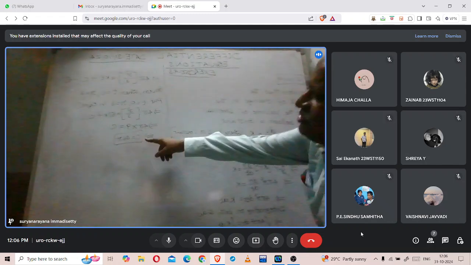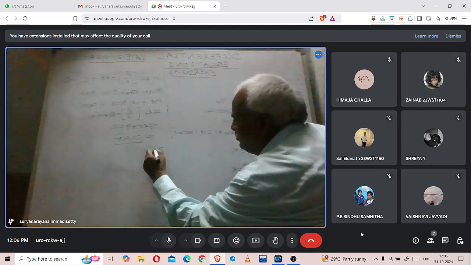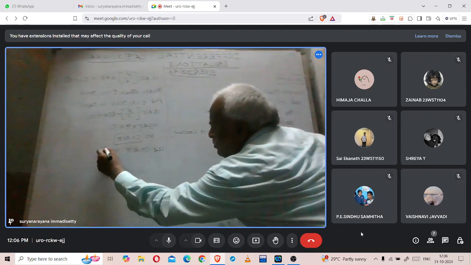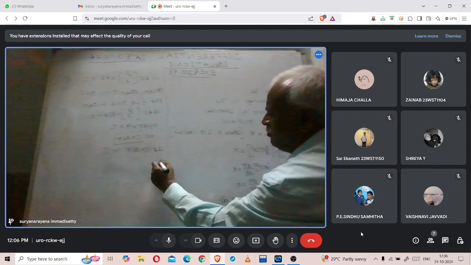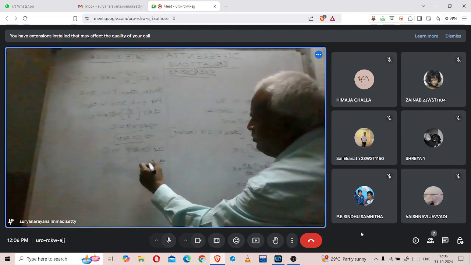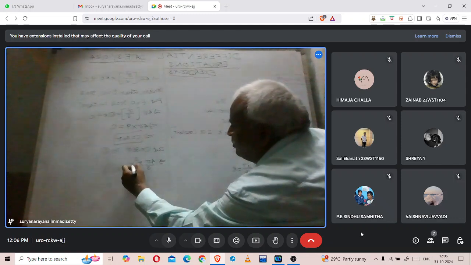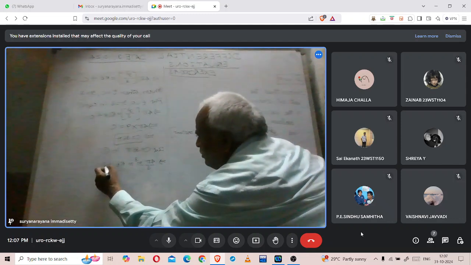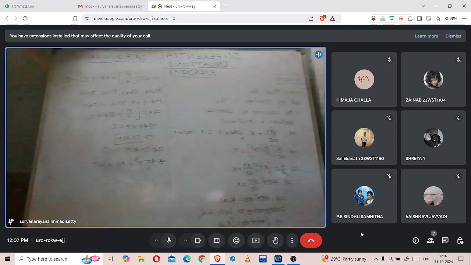Now substitute c equal to 36 pi in equation 1. Then what will you get? 4 pi by 3 r cube is equal to kt plus 36 pi.